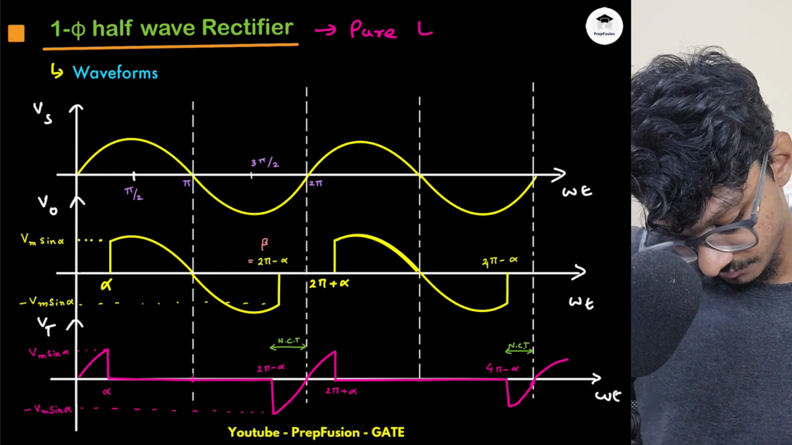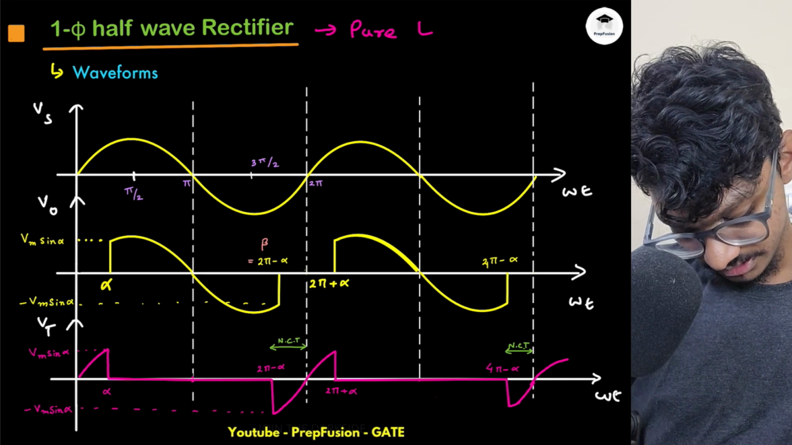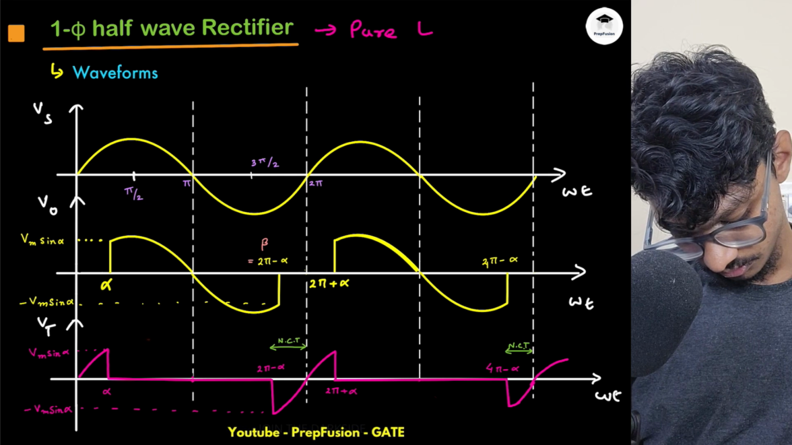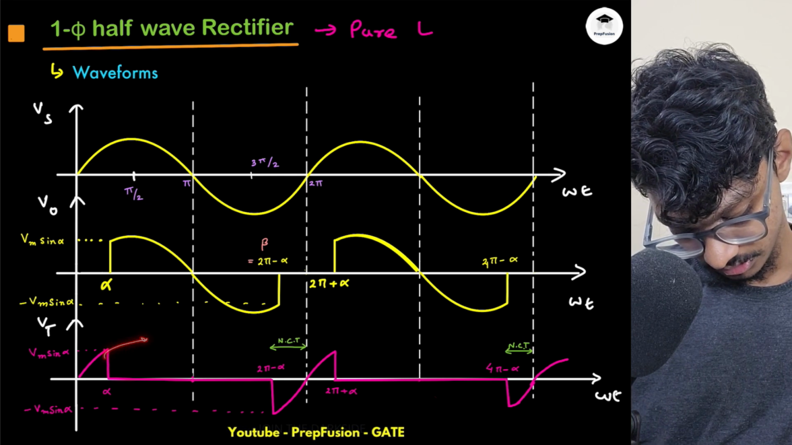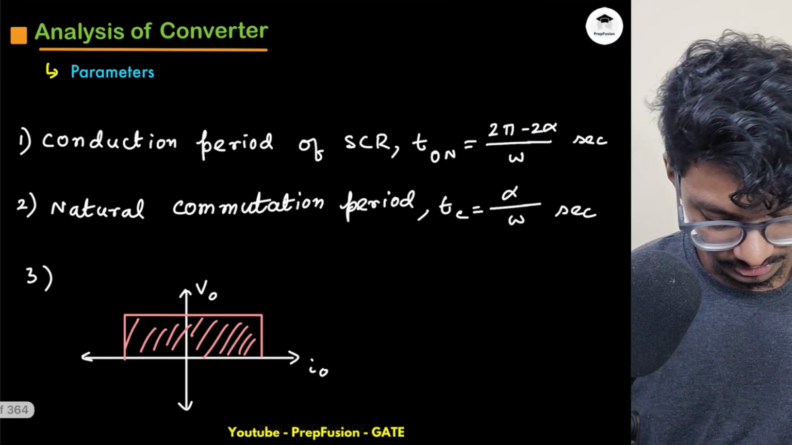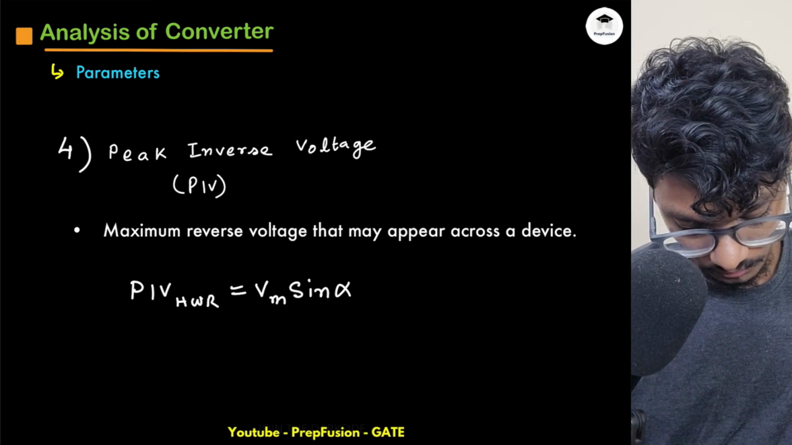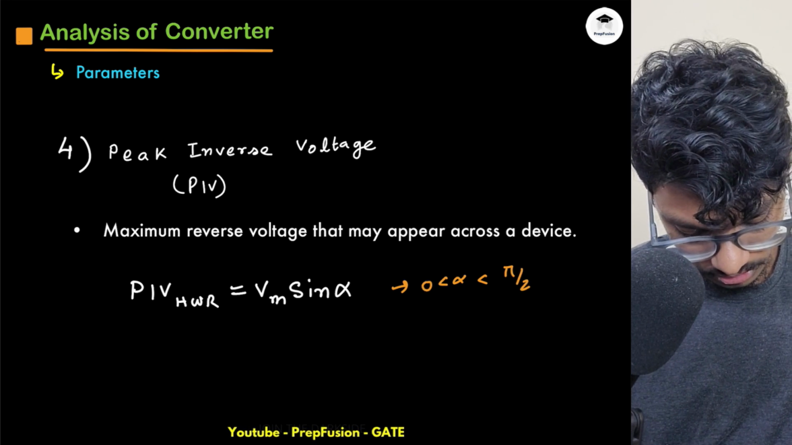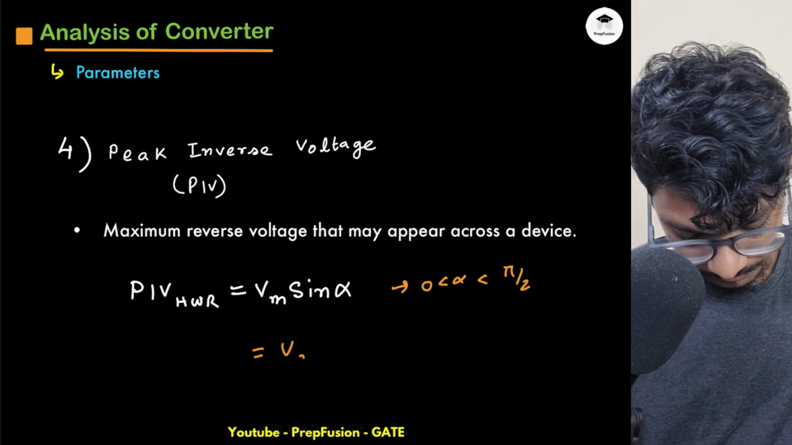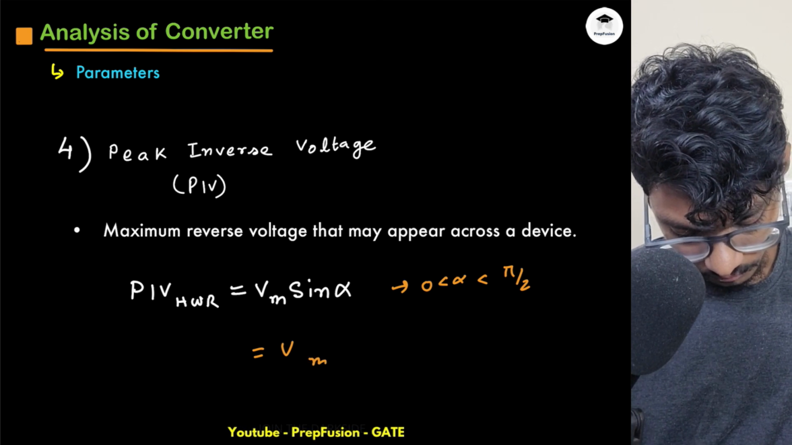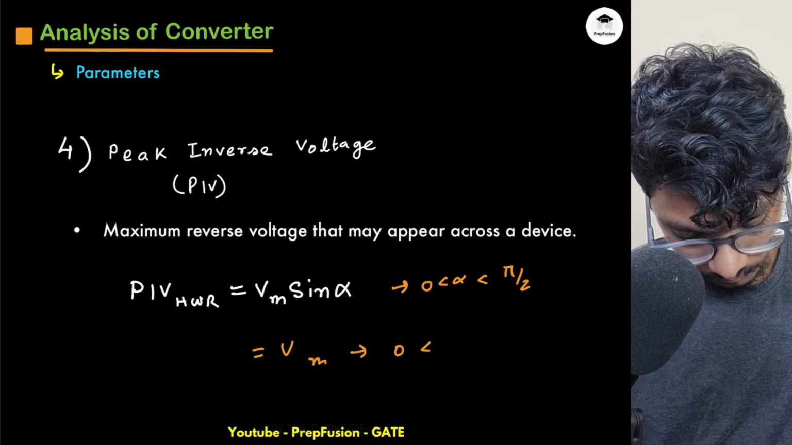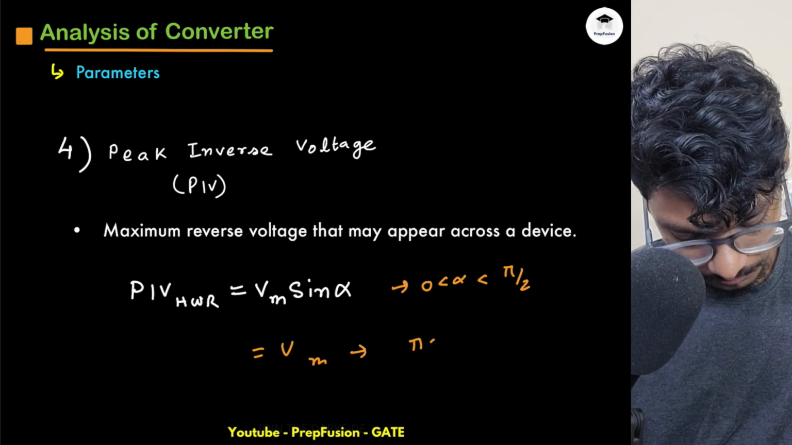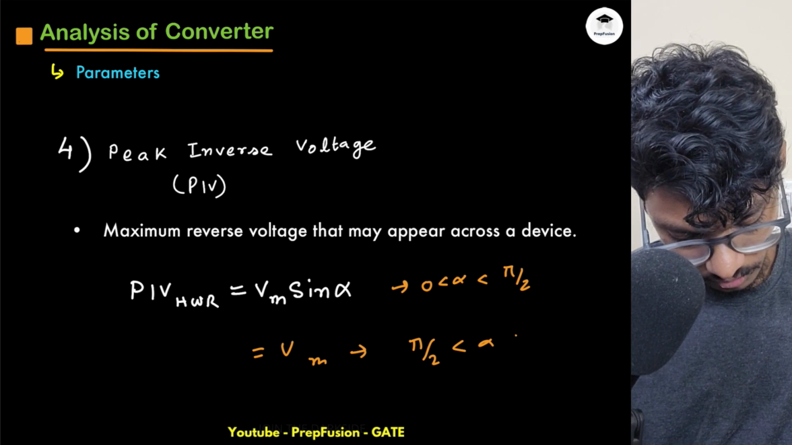And okay, just hold on. If alpha is greater than pi by 2, so it has to block this reverse pi by 2 angle as well. This value, Vm sin alpha, is for when my alpha is between 0 to pi by 2, and it will be equal to Vm when my alpha is between pi by 2 to pi.